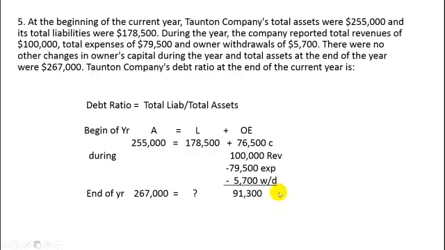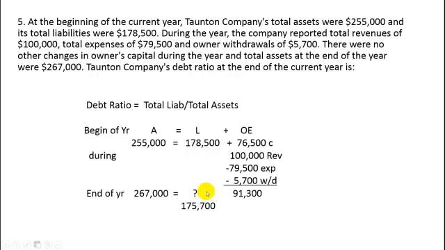But we're looking for the debt ratio, and we're looking for it at the end of this year, or at the end of this accounting period. Well, let's see. We know that total assets at the end of the year were $267,000. So that's one piece of this debt ratio. To find the liabilities, if you already know the owner's equity and you know the assets, then you know that the difference between the two will be liabilities, which would be $175,700.